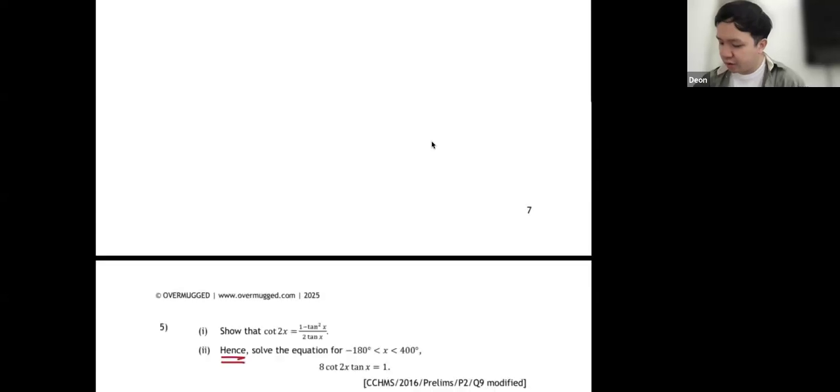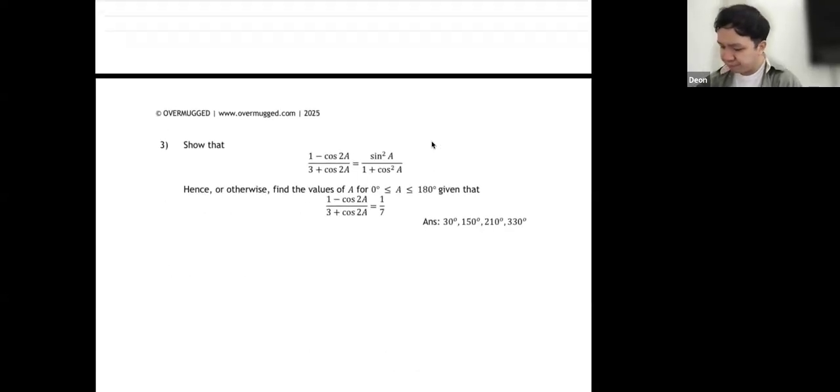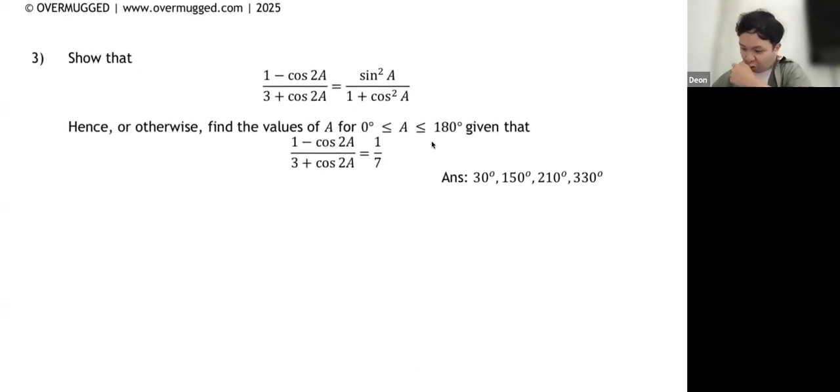Okay, we're back. Let's do question 3. Show that (1 minus cosine 2a) over (3 plus cosine 2a) equals sine square a over (1 plus cosine square a). Let's take a mental break away from solving first. We will solve again later. Right now we just want to go a little bit into identities. I want to give you a few tips, because I feel that a lot of us struggle with the idea of identities.